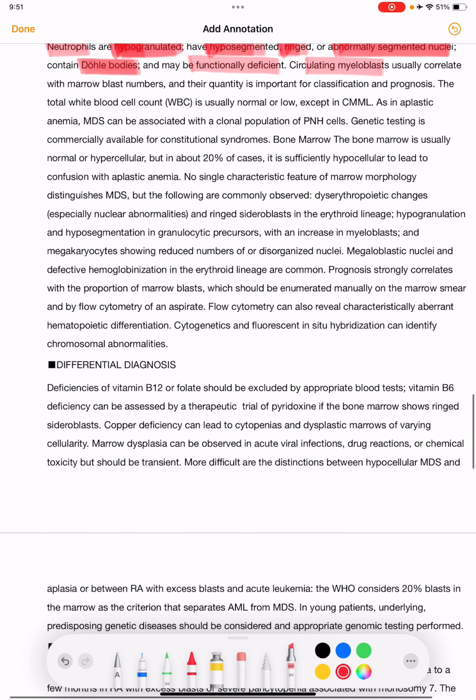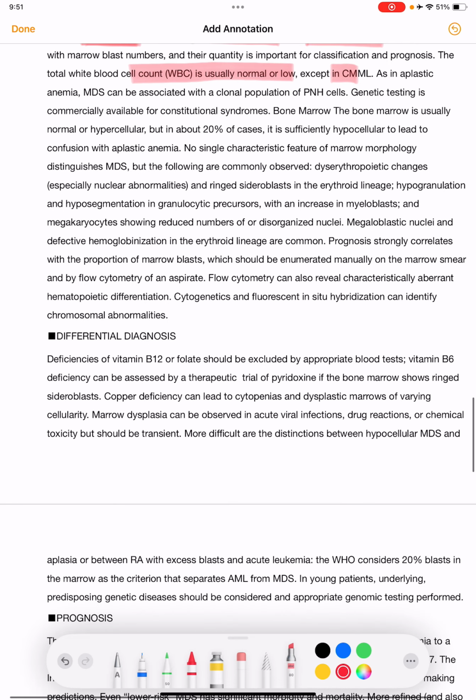The total white blood cell count is usually normal or low, except in CMML. As aplastic anemia can be associated with PNH, in the same way, MDS can also be associated with a clonal population of PNH cells.